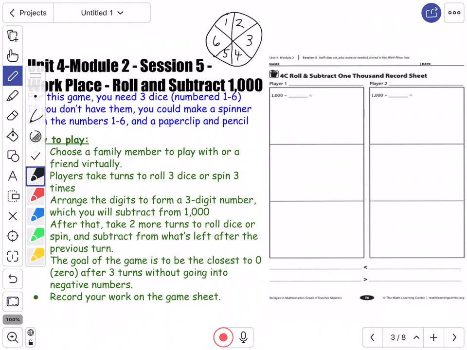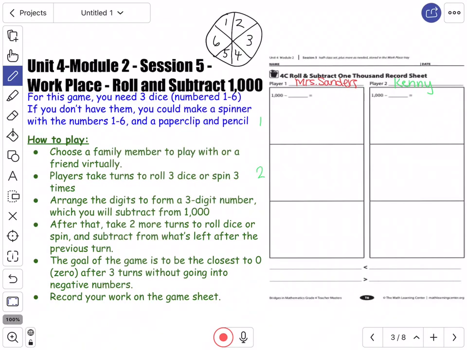So after that, though, you want to take 2 more turns. So if you notice in the box over here to the right, if I am player number 1, I'm just going to go ahead and write my name here. And I'm just going to play the game, but I'm going to pretend that I'm playing against my son, Kenny, even though he is taking a nap right now. But I do have dice. Okay. So here we go. I'm just getting my game all ready to go here. It kind of looks like Christmas over there.